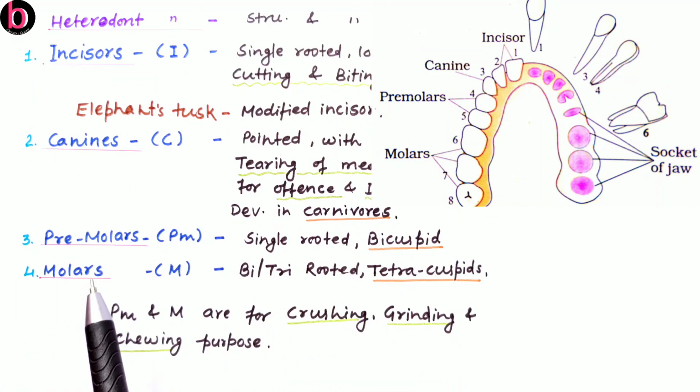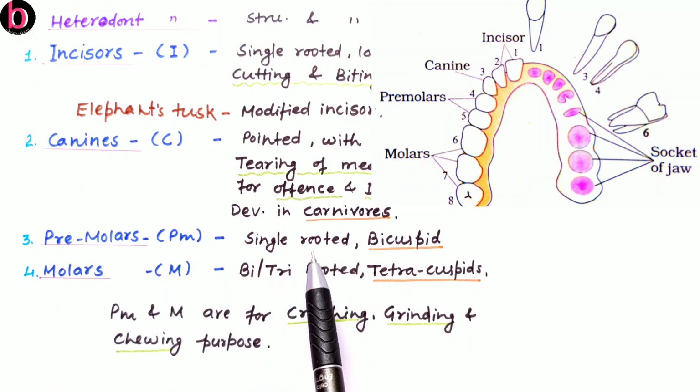The third one is premolars. They are denoted by PM. They also have a single root and they have two cusps on the surface. These cusps make the surface rough, and that is why they are very helpful for crushing, grinding and chewing of the food material which is taken in.